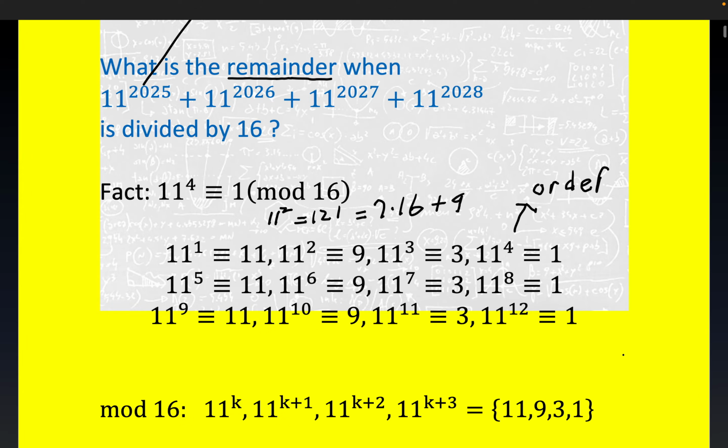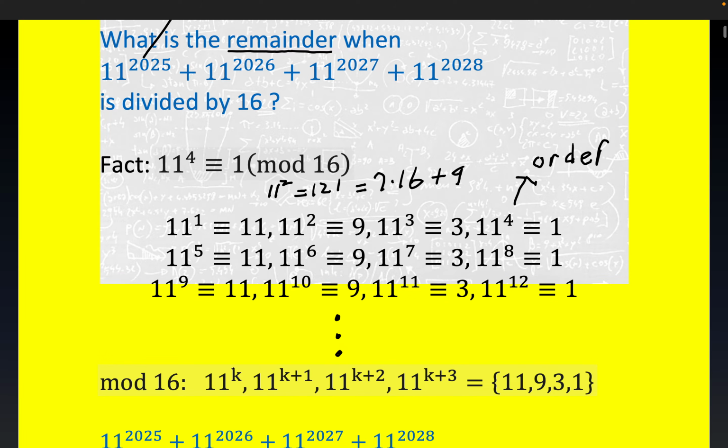Now, just for emphasis, let me put a vertical ellipsis here. I love ellipses, but this would go on and on and on, and so I'm going to make a bold claim here. Mod 16, 11 to the k, 11 to the k plus 1, 11 to the k plus 2, that's 4 consecutive exponents, they fall within this set: 11, 9, 3, and 1, and that's it. And notice it's a wraparound. You could start here at 11 to the fourth, do 11 to the fifth, all the way to 11 to the seventh, and they're going to be the elements in this set. It's not just the rows. You can wrap around any way you want.